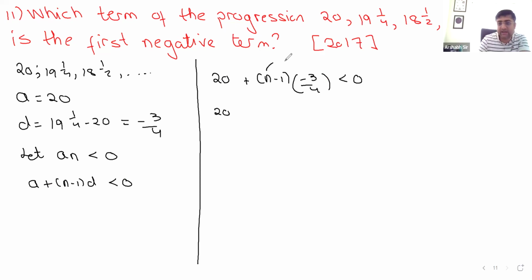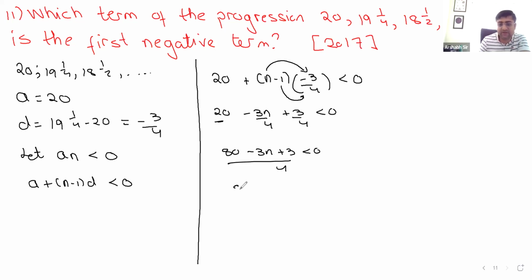So 20 n into minus 3 by 4 is minus 3n by 4. Minus 1 into minus 3 by 4 is plus 3 by 4 less than 0. So we can take the LCM over here. So 80 minus 3n plus 3 over 4 is less than 0. So 83 minus 3n. Now 4 goes over there. 0 into 4 is 0.